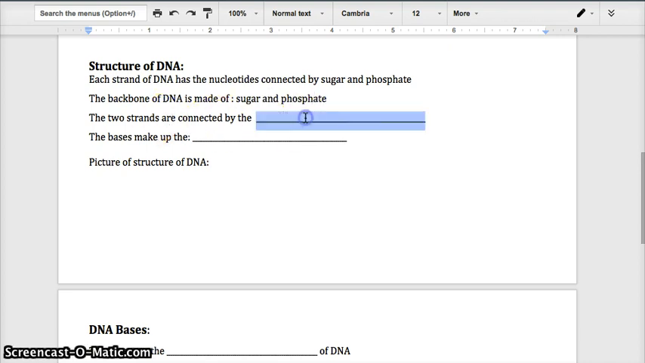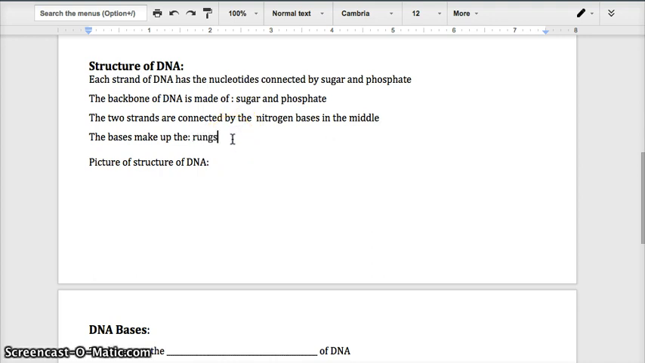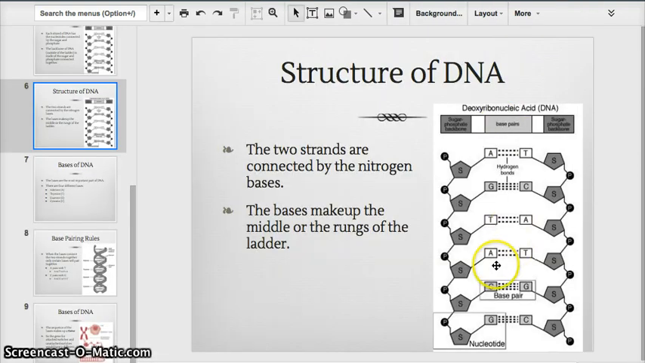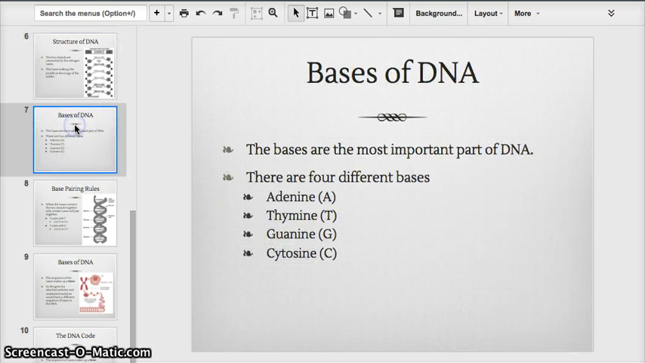The two strands are connected by bases, the nitrogen bases in the middle, and those bases make up the rungs of the ladder. So if you think about the middle, the stuff that you actually climb up would be the rungs here, and then these are the sides of the ladder. Now the bases are important, so let's talk about them.